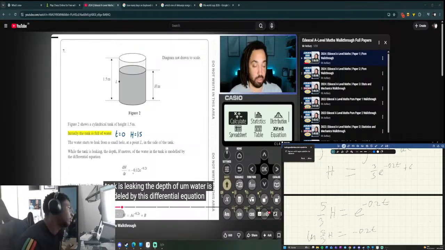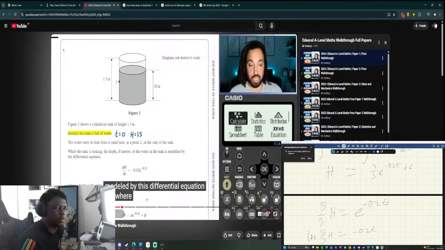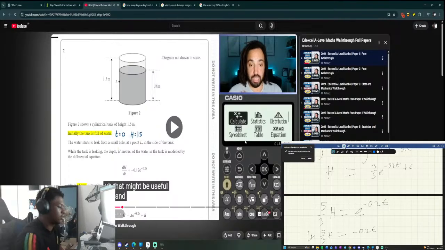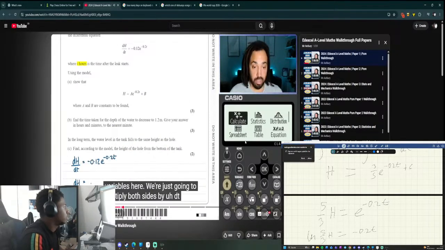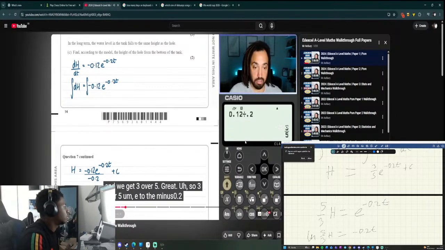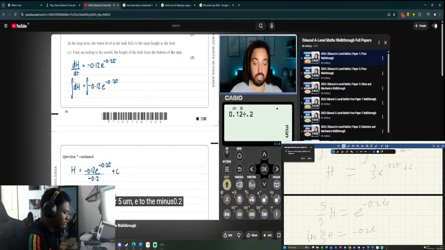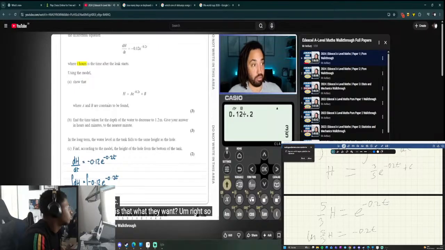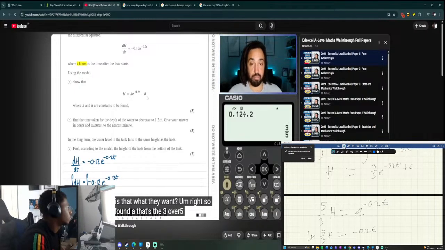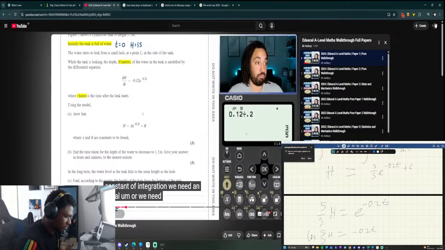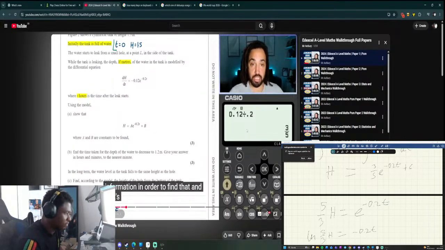Equation where t is in hours. That's important. That might be useful. And this is equal to minus the integral. And of course we're going to get a plus c. So minus 0.2 t plus c. So we found A, that's the 3/5. B, the constant of integration. We need a bit of information in order to find that.